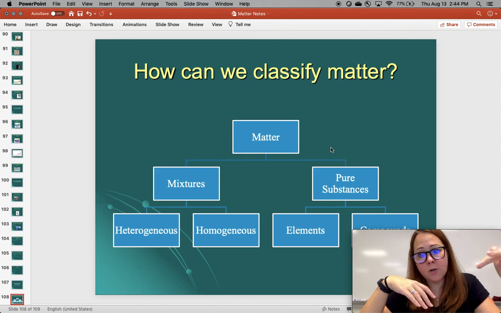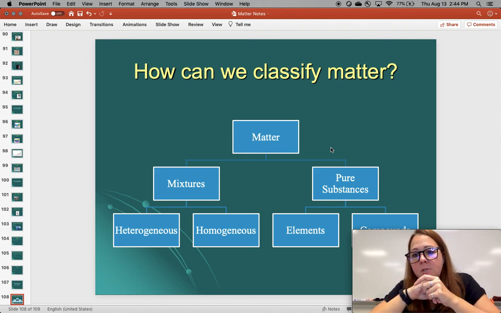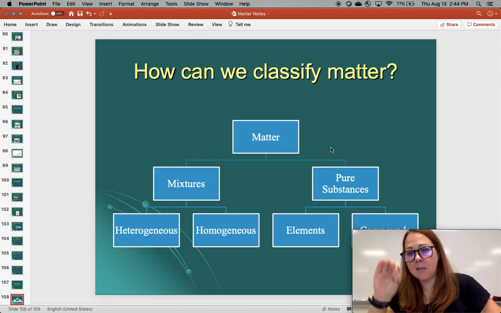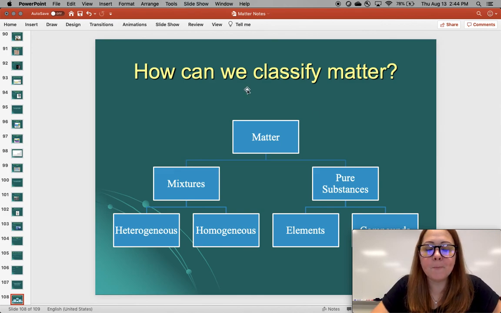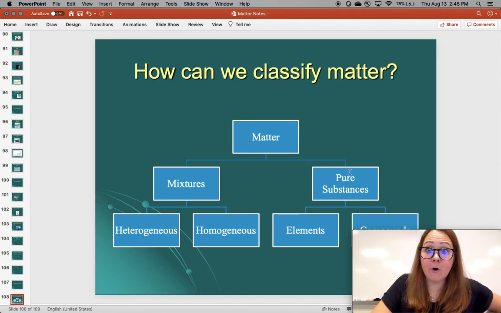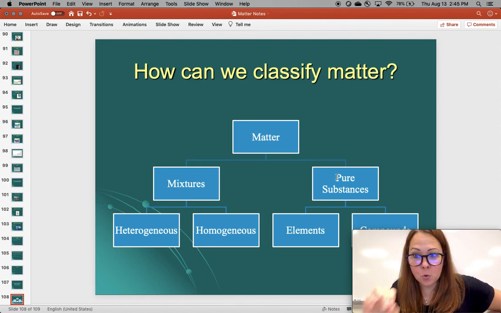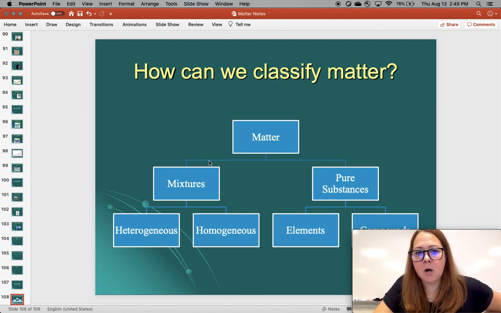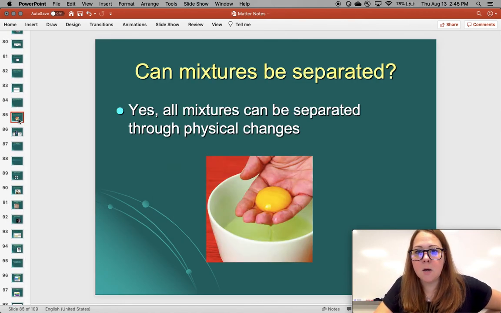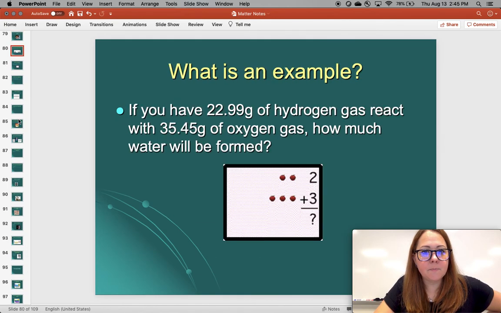With the mixtures on one side, we're going to define the two different types of mixtures, and then pure substances breaks up into two categories as well, which is elements and compounds, behind my little picture there. So matter overall breaks up into two categories, mixtures or pure substances. We're going to live over here in the pure substances for the majority of the year. At the very end of the year, like February or March, we're going to talk about mixtures in our solutions unit, but overall we're pretty much going to live in the pure substances.